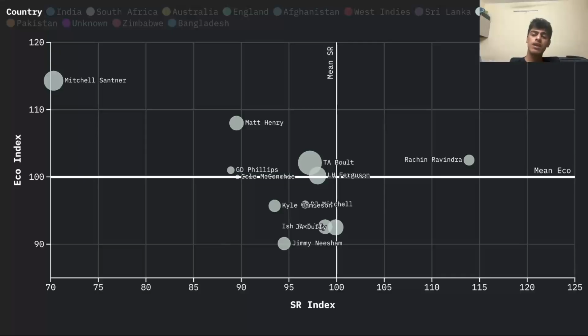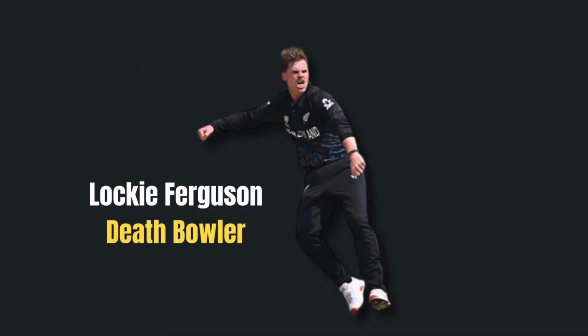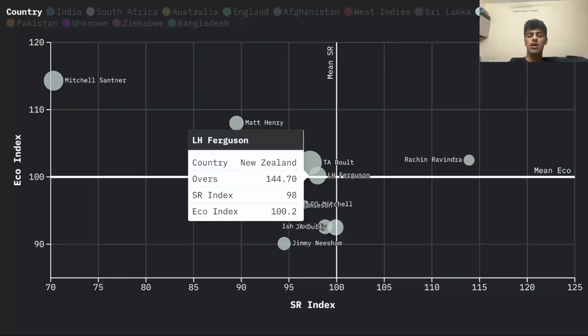Primarily because in the Super 8s, New Zealand played all their games in Sri Lanka, during which these players were amazing utility bowlers. Now, Lockie Ferguson happens to be one of the most attacking bowlers of the pack, but he still doesn't come above that strike rate index of 100, which means he's still not picking enough wickets to be categorized as an aggressive bowler.